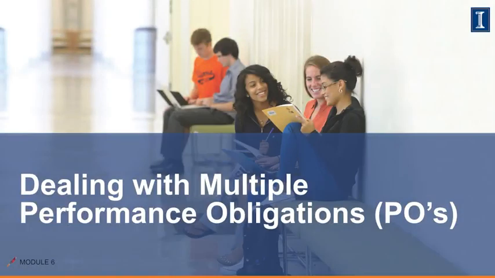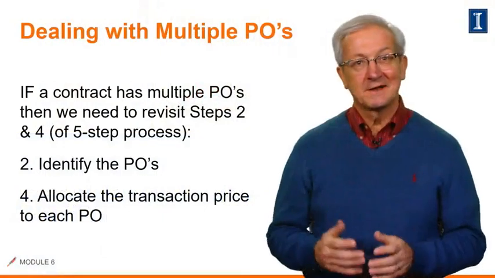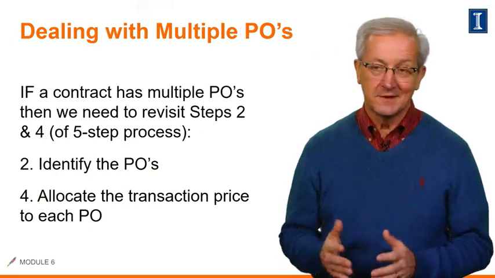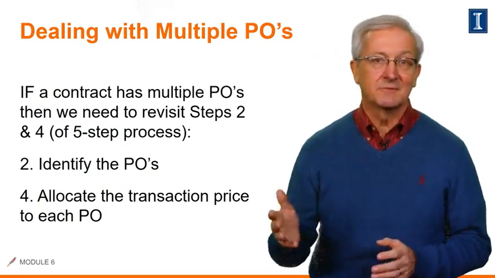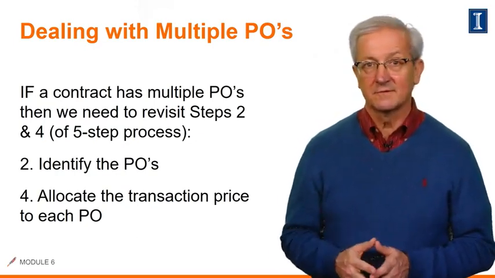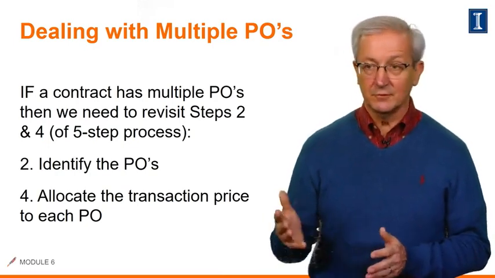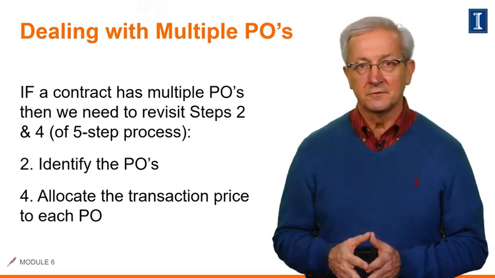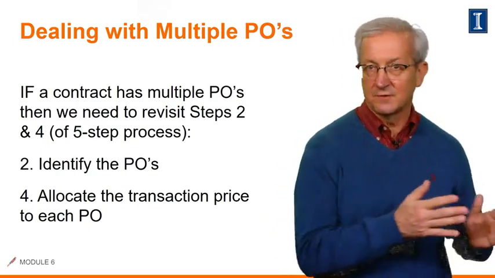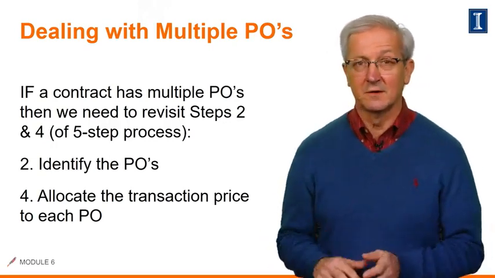We will now discuss the accounting for multiple performance obligations, or POs. If a contract has multiple performance obligations, then we need to revisit steps 2 and 4 of our 5-step process, which we discussed previously. Step 2 is identify the POs. Step 4 is allocate that transaction price to each of those POs.